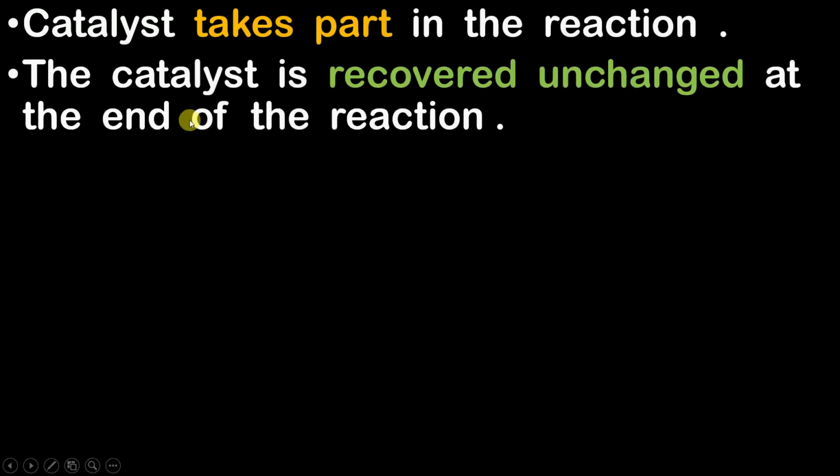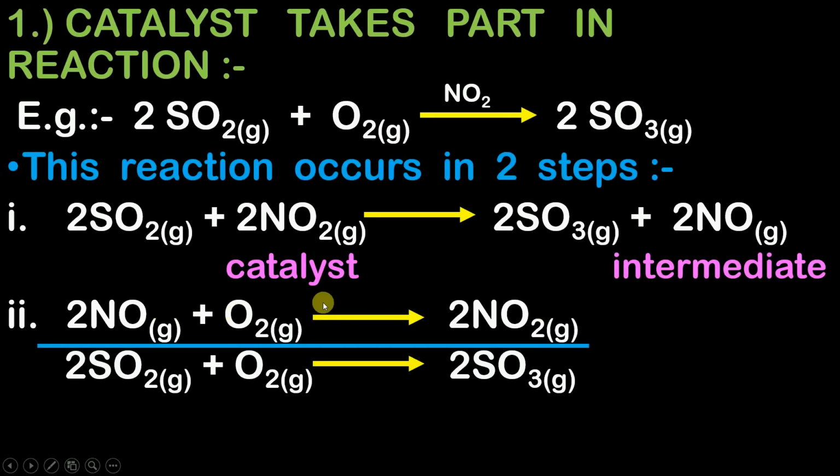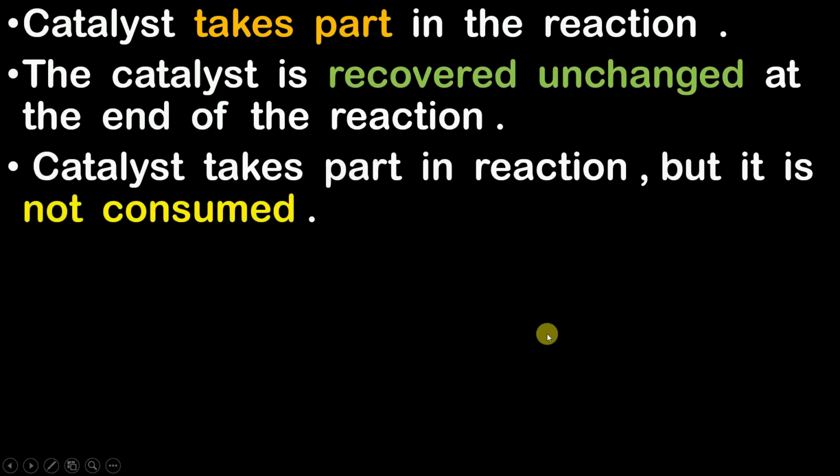Now moving on, second point: the catalyst is recovered unchanged at the end of the reaction. As you can see over here, by the end of the second step we get our catalyst as it is. We have given 2NO2 and we have got back our 2NO2. The third point is that the catalyst takes part in the reaction, but it is not consumed.